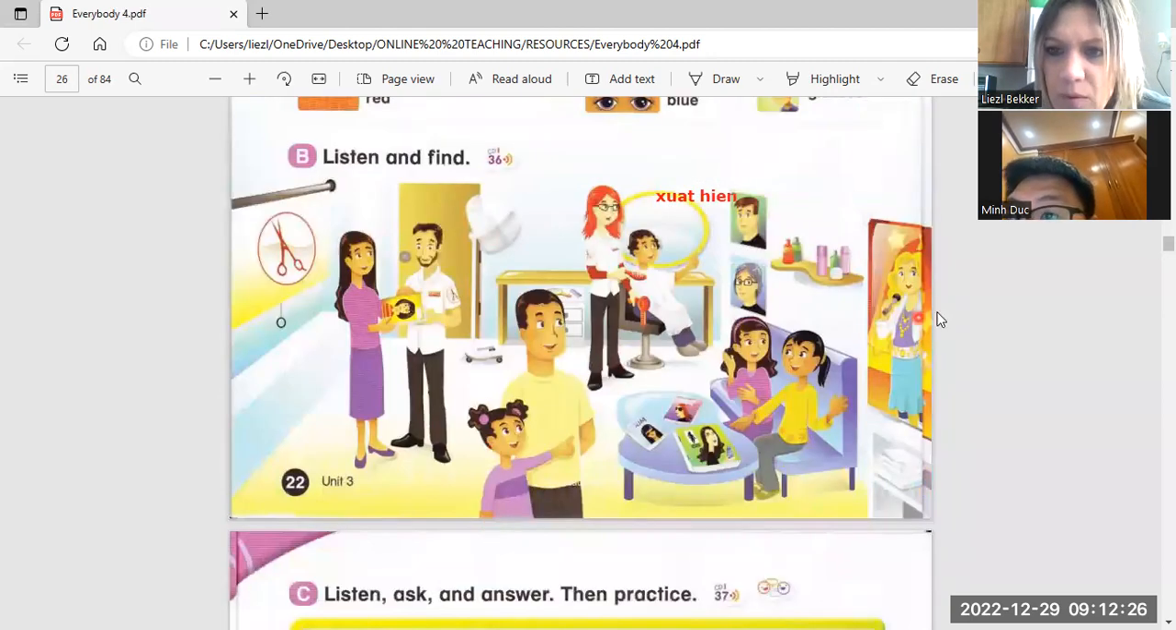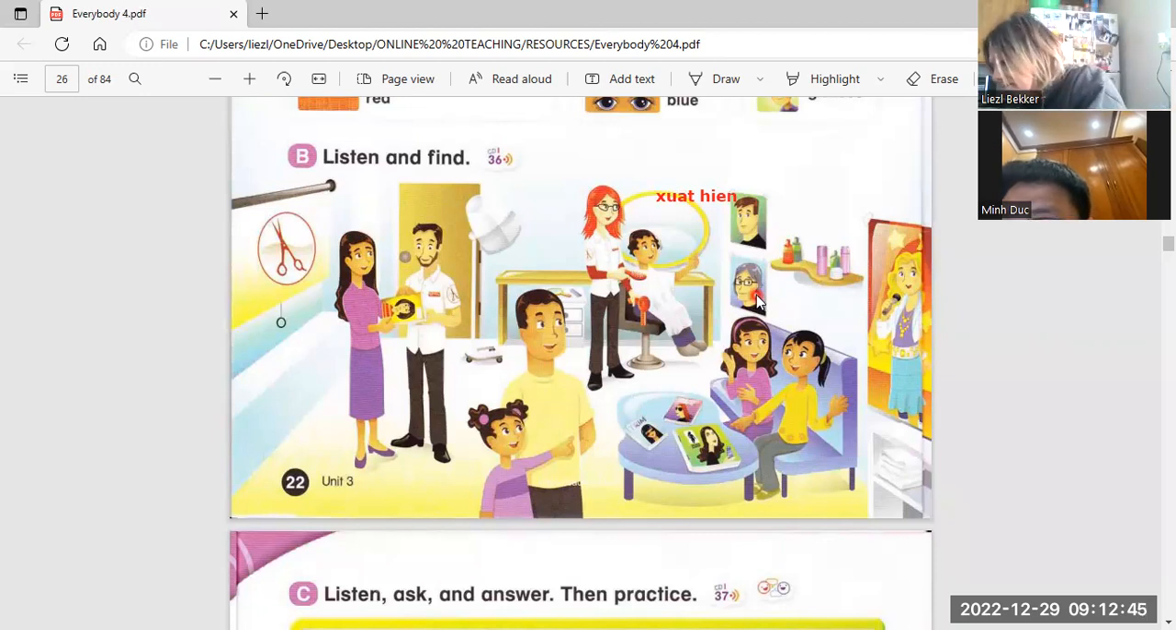Tell me about this girl. She has blonde hair with blue eyes. Tell me about this one. Oh, I don't see the eye color. Don't worry about the eyes. He's got glasses. Oh, yes. He has. What color? Gray. He has short gray hair and glasses.